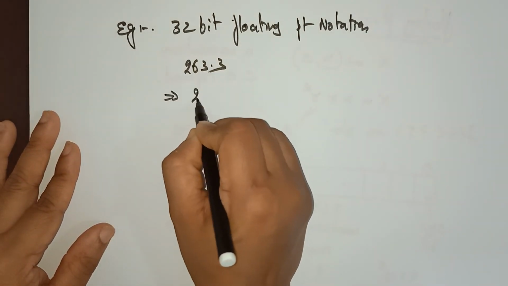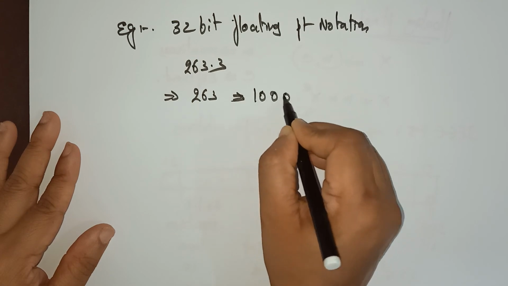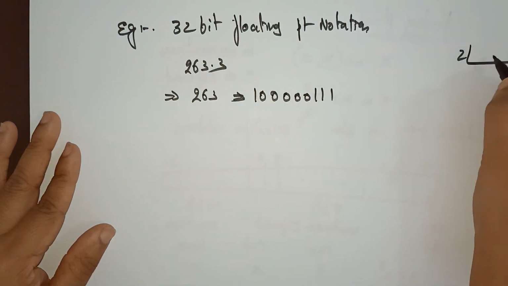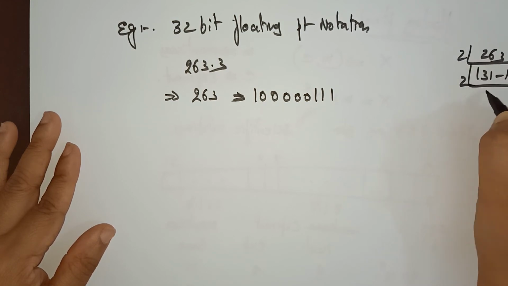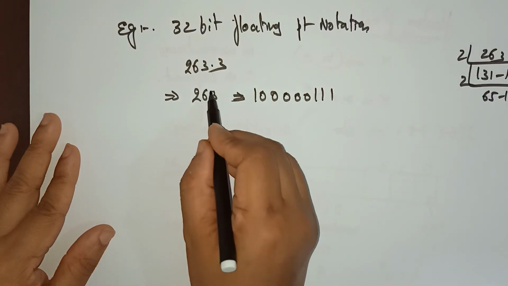So first take the 263 and convert it into a binary number, 100000111. How did you get this? You just keep dividing 263 by 2, then you will get it like this. Okay, so this is the binary number of 263.